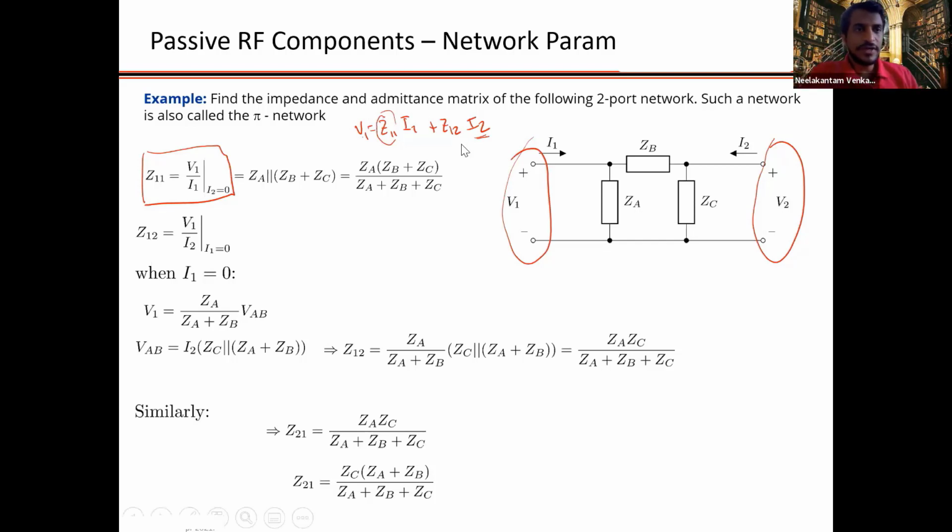When I2 is 0, right? So when I2 is 0, that means there's no current here. That means this has to be an open circuit. When this is an open circuit, you realize that this circuit becomes simply like this.